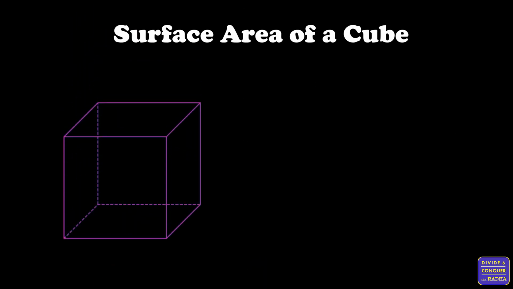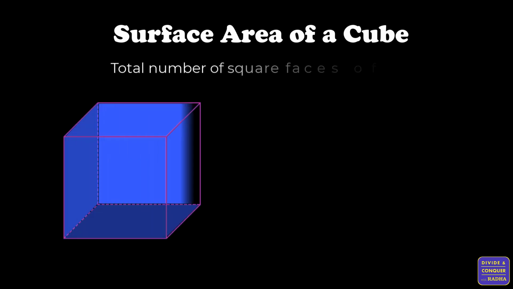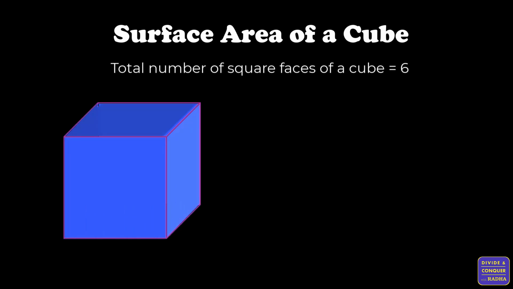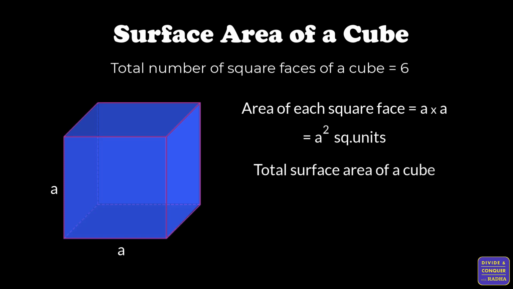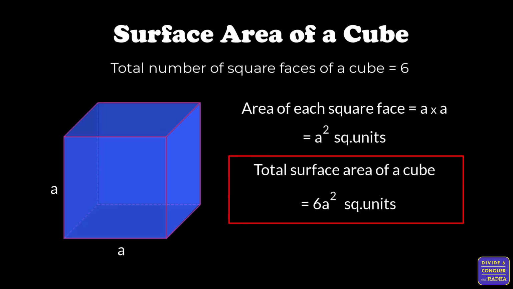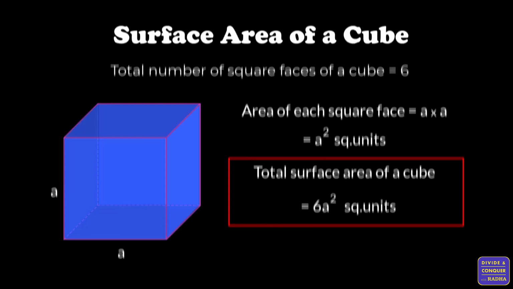Moving on to total surface area. What does total surface area actually mean? It is the area covered by all the 6 faces of a cube. Area of each square face is equal to A into A, which is equal to A squared units. Therefore, total surface area of a cube is equal to 6A squared, where 6 denotes the number of faces and A squared is the area of each face.